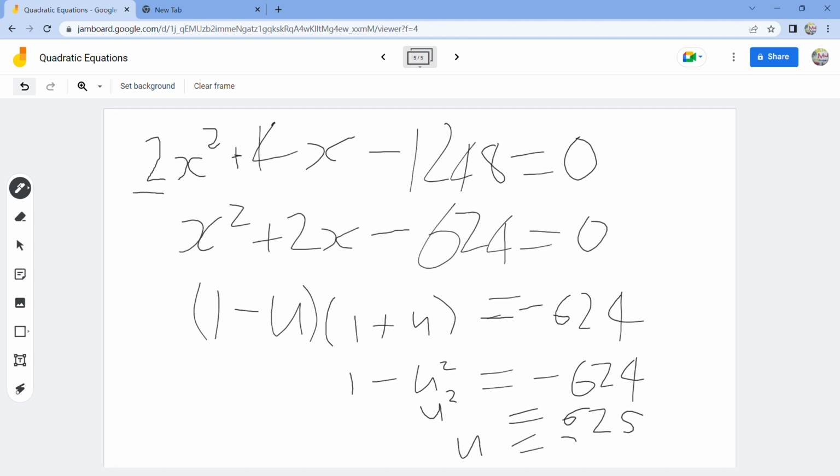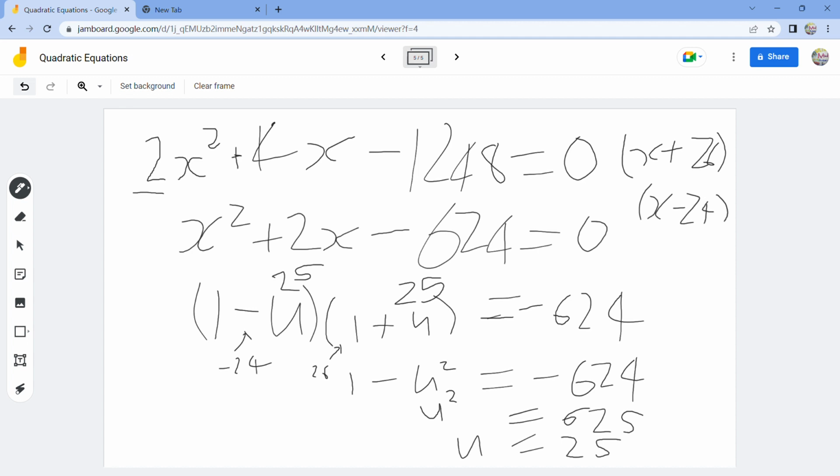u squared is 1 minus 624, which is basically 1 plus 624. That will be 625. So u must be 25. So 1 minus 25 times 1 plus 25, okay? So 1 plus 25, that is 26. And 1 minus 25, that is minus 24.